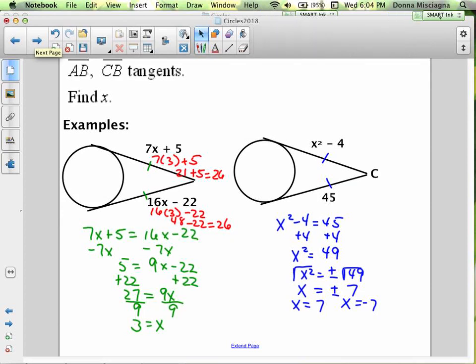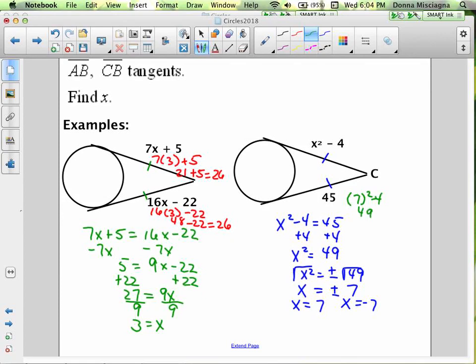So if I plug in positive 7, I'd have 7 squared minus 4. 7 squared is 49. 49 minus 4 is equal to 45. So that one checks out. This is not only our check, but we know the measure of the segment is 45.